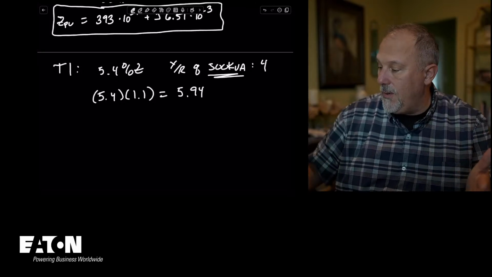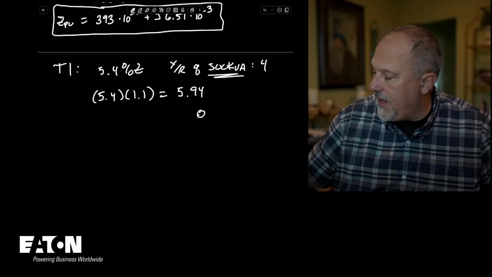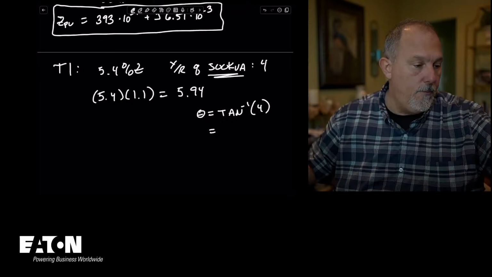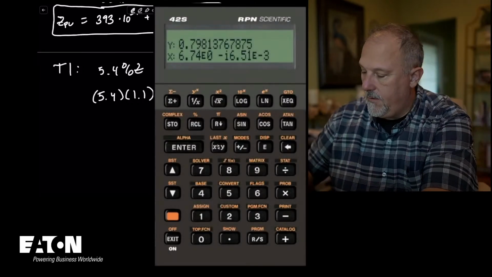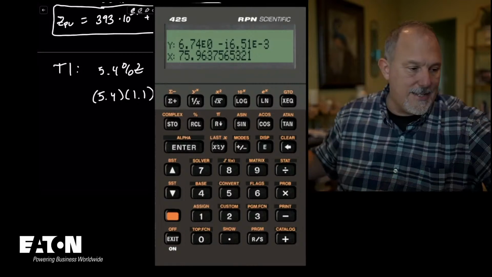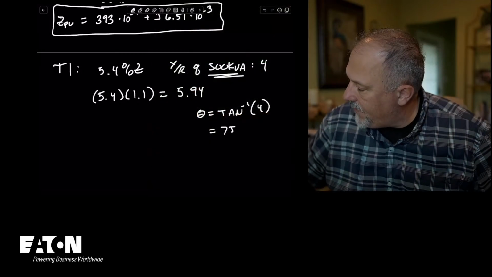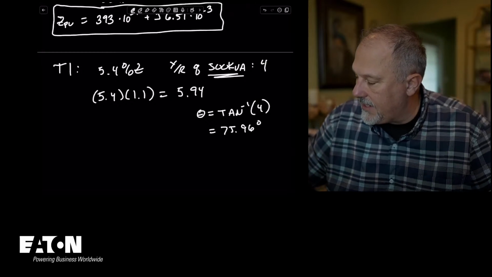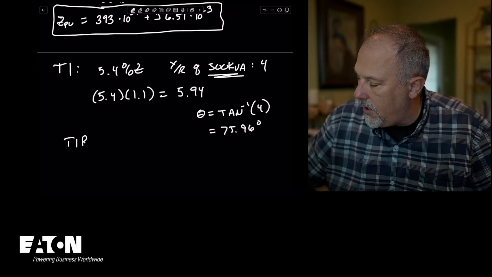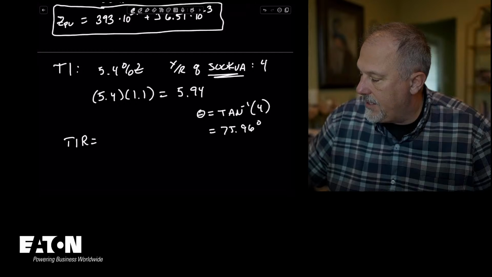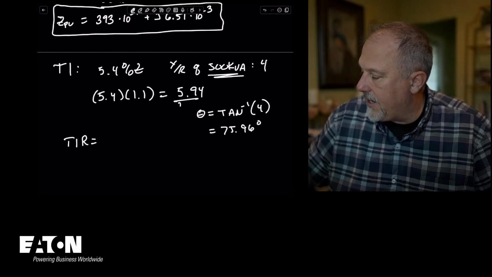And we know that to get theta, I take inverse tangent of 4, which is equal to 75.96 degrees. So that I know that T1R is equal to, I have to divide that by 100.